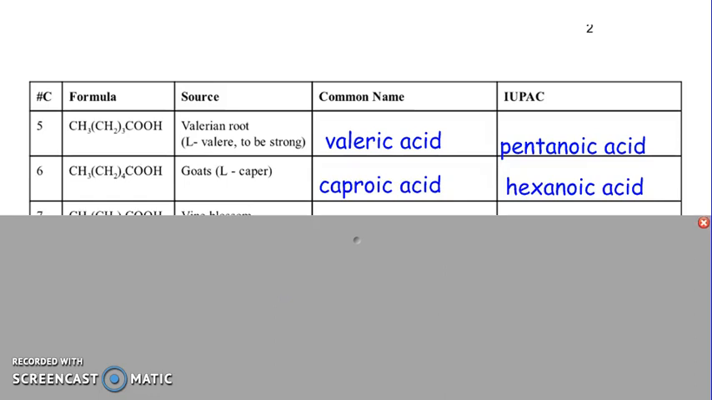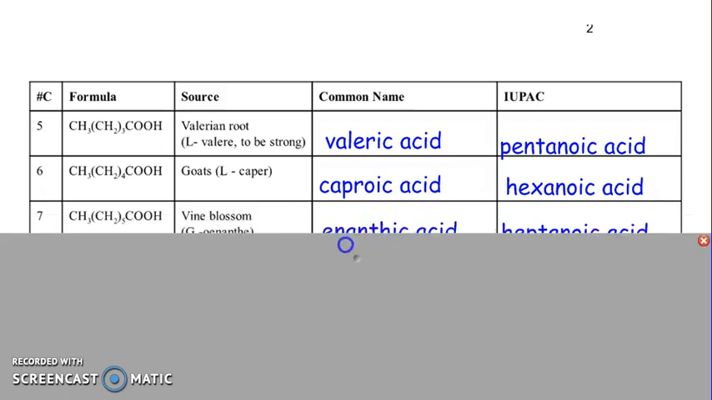So the Latin word for gout is caper. So if you've ever heard of the astrological sign Capricorn, that's what it came from. It's gout. I don't know if you knew that. So the common name is caproic acid, but we have it as hexanoic acid. It's a little later on too.